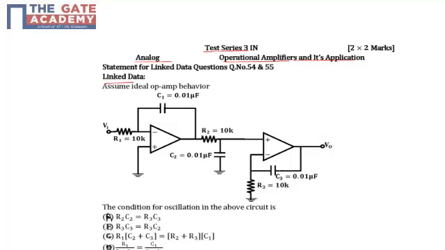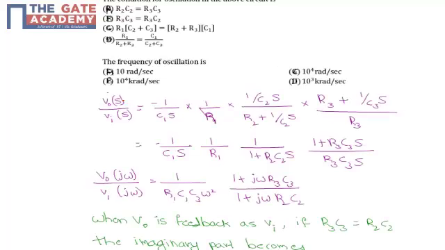Here we need to find out the condition for the oscillation for this circuit. So V0(S) divided by Vi(S) equals minus 1 by C1 S, C1 is capacitor 1, into 1 by R1, into 1 by C2 S divided by R2 plus 1 by C2 S, into R3 plus 1 by C3 S, whole divided by R3.